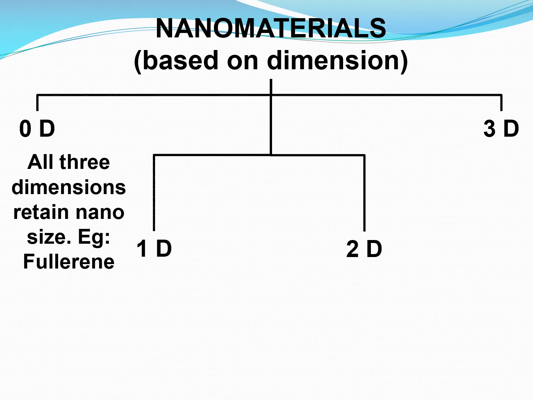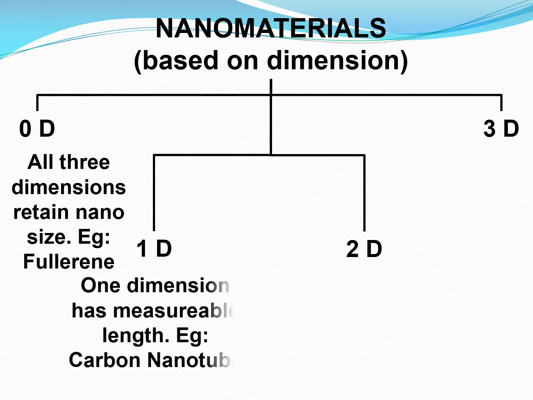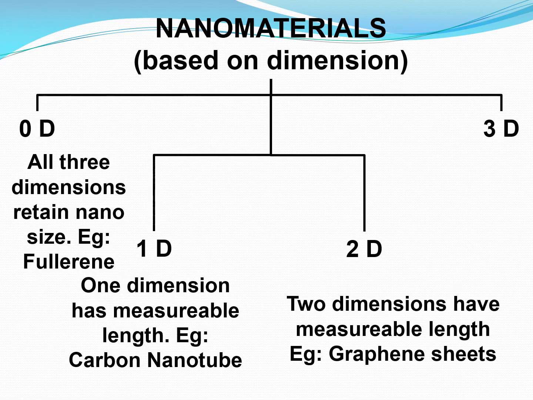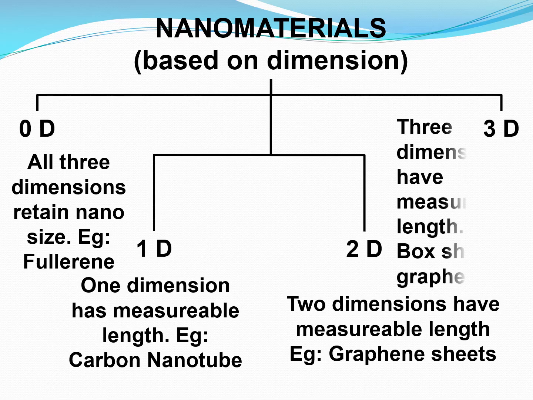For example, fullerene. 1-dimensional means one of the dimensions has measurable length, that is, it is in micrometers. For example, carbon nanotube. It is a cylindrical tube, so the diameter is nano size, but the length is in the micrometer range. So it is a 1-dimensional nanomaterial. 2-dimensional means 2 dimensions have measurable length. For example, graphene sheet. Graphene is one layer of a graphite sheet. Graphite has a layered structure. If you take only one layer out of that, that is called graphene. Graphene is a 2-dimensional nanomaterial. And if all dimensions are measurable, then that is called a 3-dimensional nanomaterial. For example, box-shaped graphene. So this is how nanomaterials can be classified based on dimension.